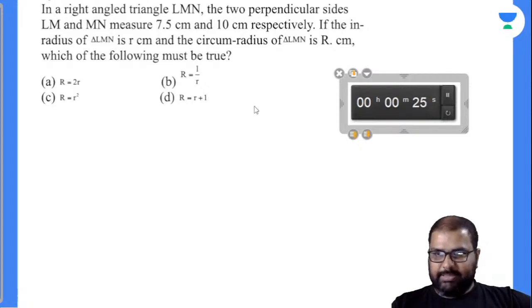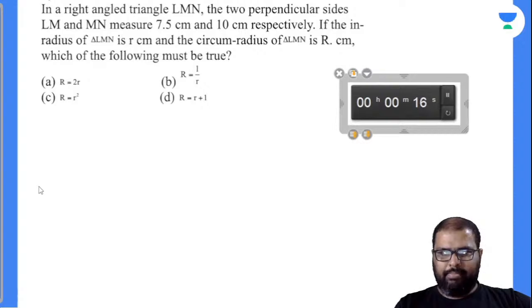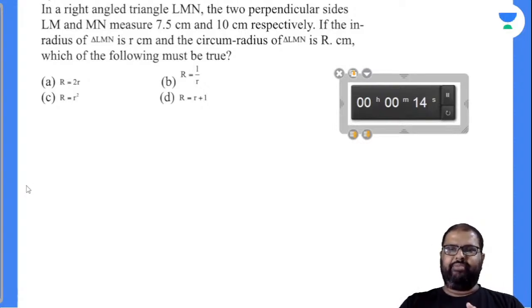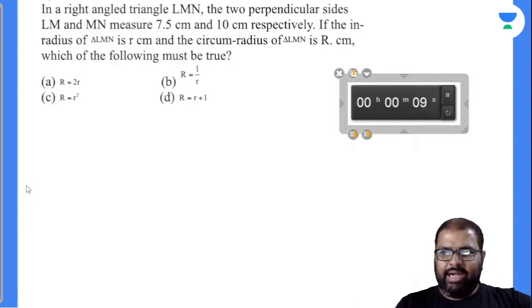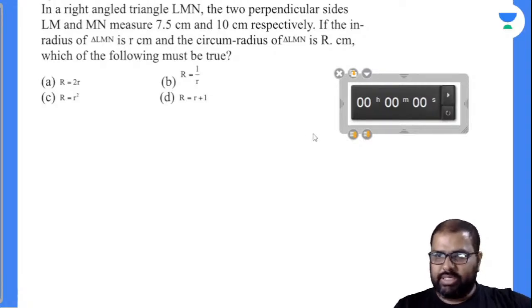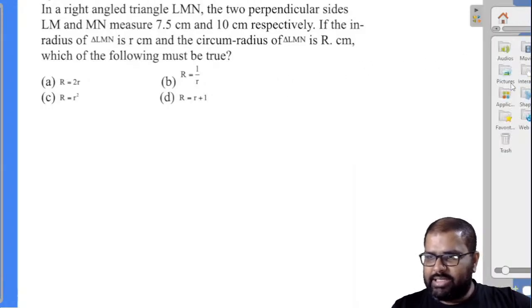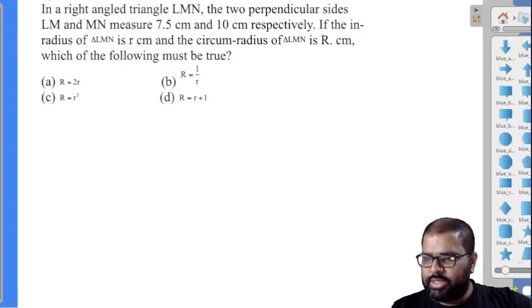Any answer for this? In a right angled triangle LMN, the two perpendicular sides LM and MN measure 7.5 centimeters and 10 centimeters respectively. If inradius of triangle LMN is small r centimeter and circumradius of triangle LMN is capital R centimeter, which of the following must be true is the question asked. As circumradius and inradius are given, I'll take a circle. Make sure that it will be easy for me.